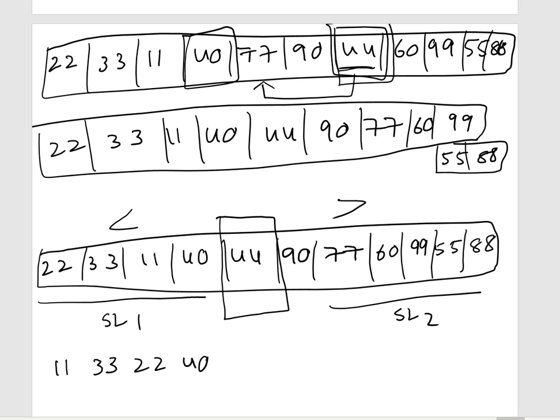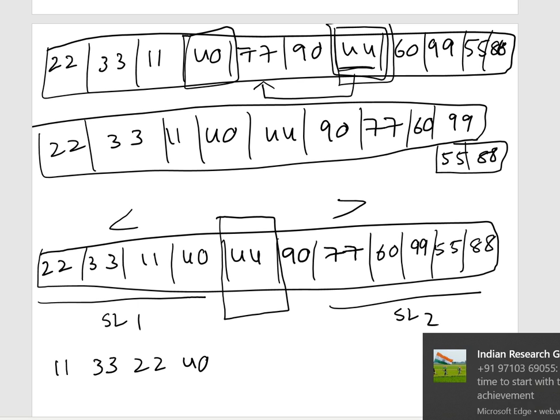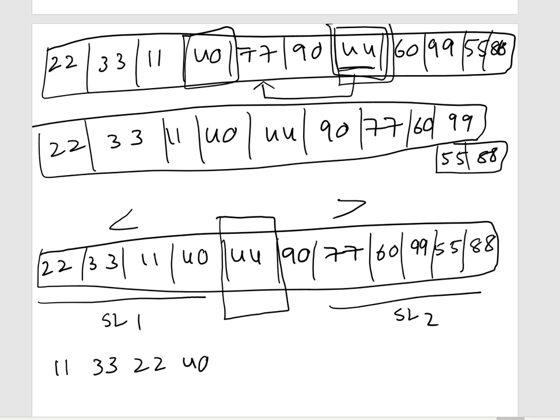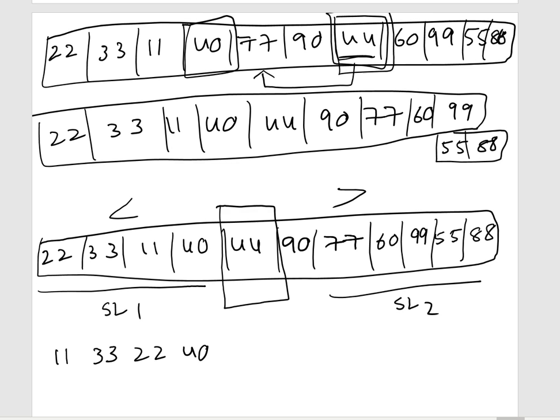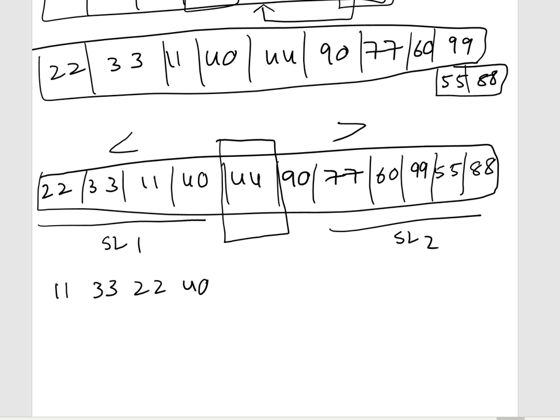If you check the left side, then what will be the array here? Now coming to the right side, 11 should be swapped. We have swapped. Now coming to the left side, what we need to swap? 22 swapping. Yes, 11, 22, 33, 40. Sorted, right?